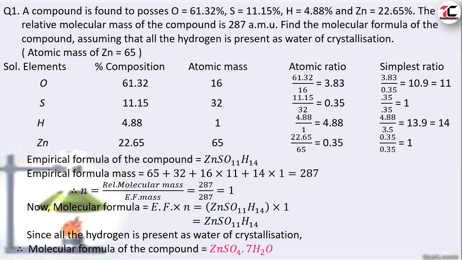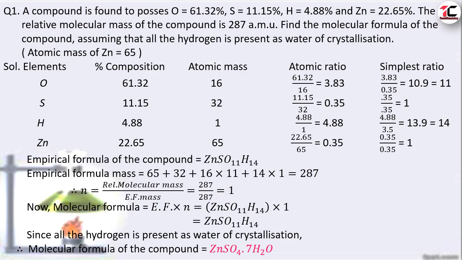So empirical formula of the compound is ZnSO11H14. We will write Zn the metal first. Now empirical formula mass of this compound, it is 287. We have to find the factor N. We will find the factor N by dividing relative molecular mass by empirical formula mass. It is 287 divided by 287. Relative molecular mass is 287, it is given, and empirical formula mass we found 287. So N is equal to 1.